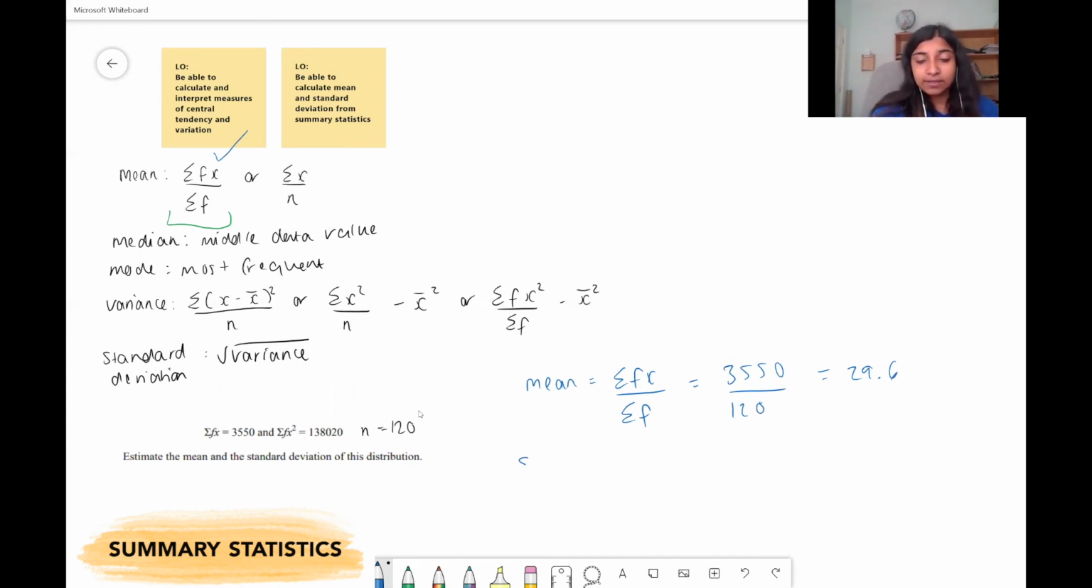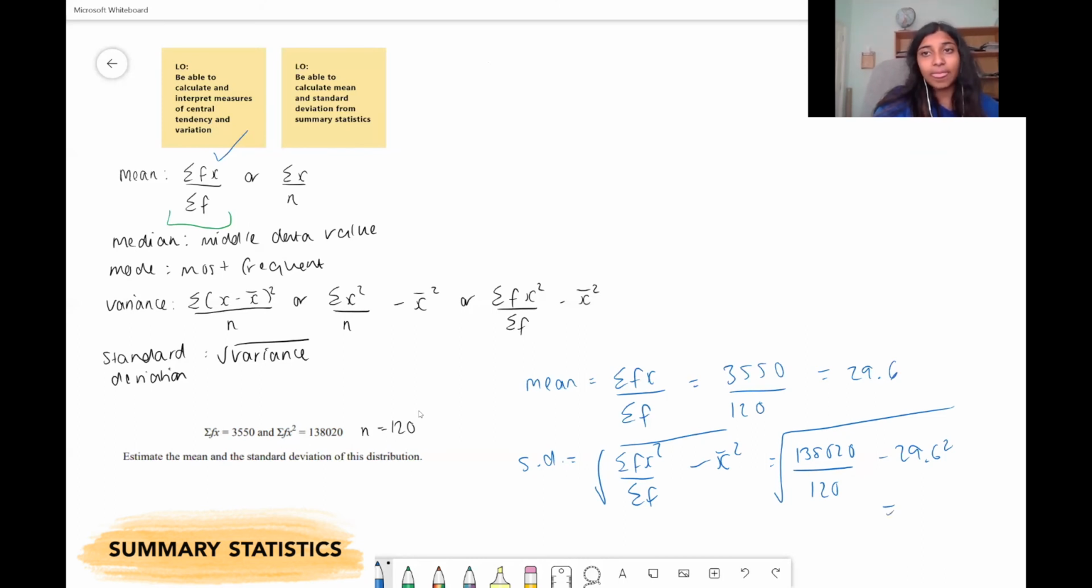And then your standard deviation is just the square root of your sum of fx squared over the sum of f, minus the mean squared, which is just 138020 over your sum of f, which is 120, minus 29.6 squared. If you plug that in your calculator, you should get that is equal to 16.58.